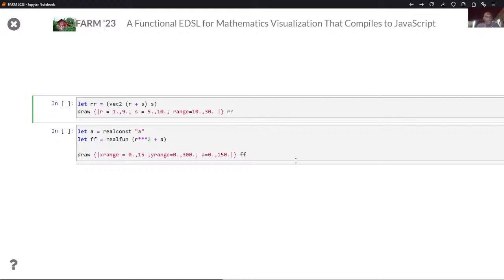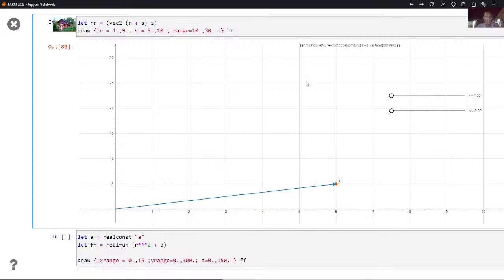Okay, and we can also visualize things like vectors. Here we're defining a vector, and we want to draw another vector. So let me render this. Okay, so what we've done is we're looking at a vector, and we define the constants. The vector is a symbolic vector, and we say that we want to range the constants. We want R to be 1 to 9 and S to be 5 to 10.